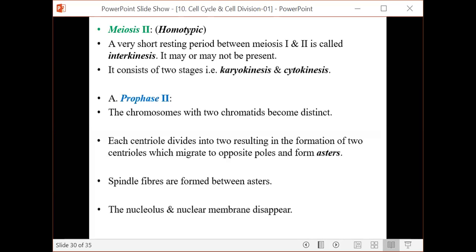No response. Are you guys able to hear me? Yes. So, do you want me to explain this again or shall I proceed ahead? The aster part. Okay, aster, let me then start this.